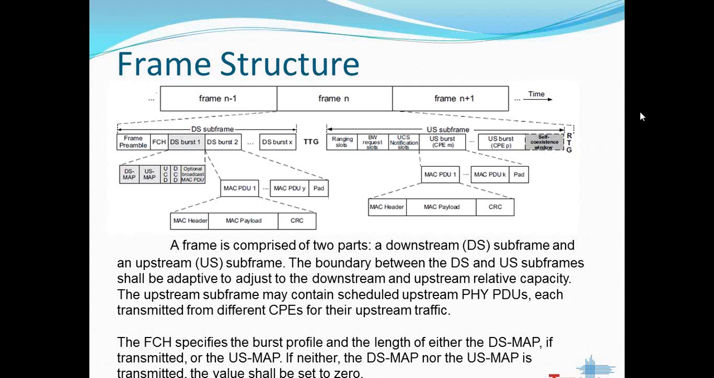And then in between the downstream frame and the upstream frame, you can see the TTG. It is actually the transmit receive turnaround gap, and it allows the secondary user to switch between the receive mode and transmit mode. So what happens in the downstream frame is the data is obtained by the secondary user from the base station, and in the upstream frame the data is transmitted from the secondary user to the base station.